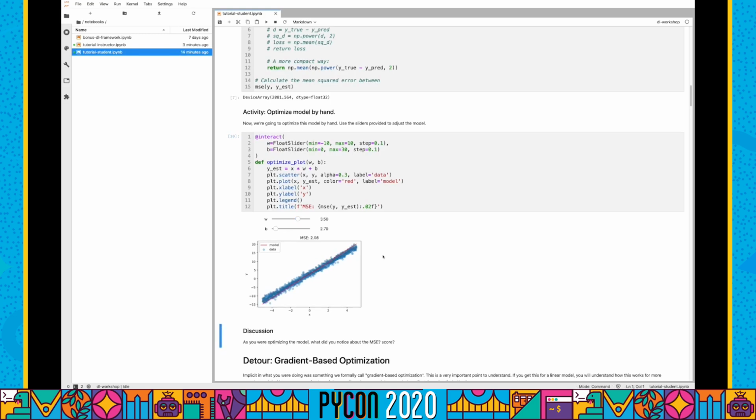As you were optimizing the model, what did you notice about the MSE score? Did you notice how, as you approached the optimal value, just as I'm doing on the screen, the loss decreases, but as soon as you overshoot in the wrong direction, in the same direction, the loss increases again? Well, to understand this, we're going to take a detour into gradient-based optimization.